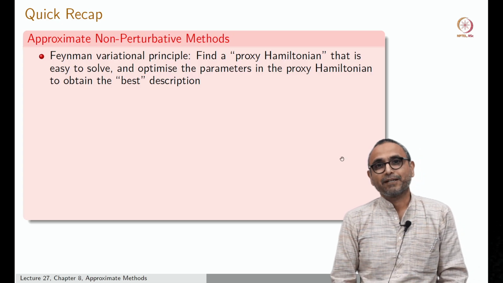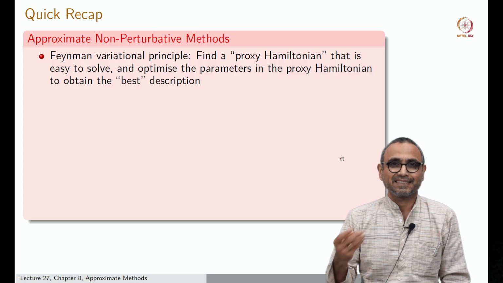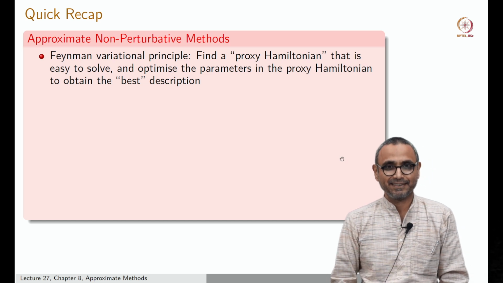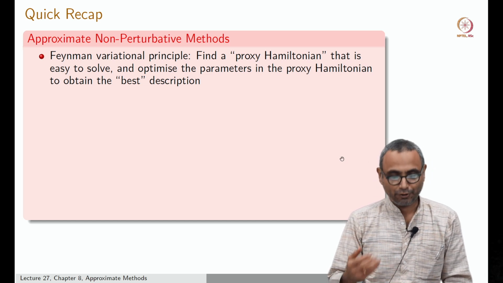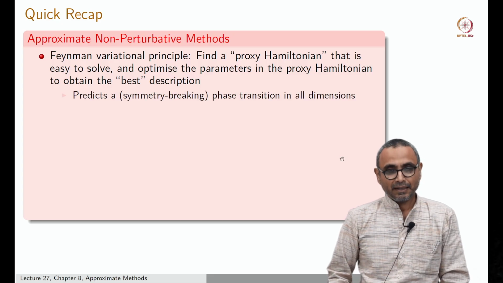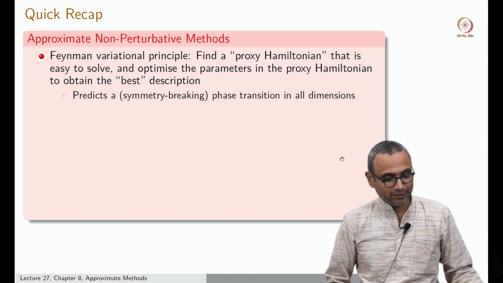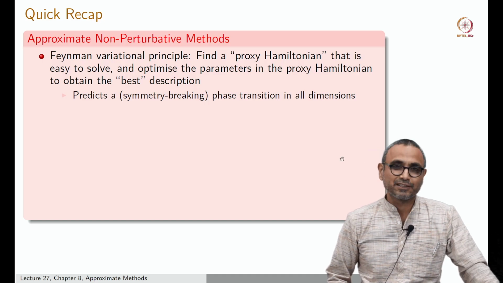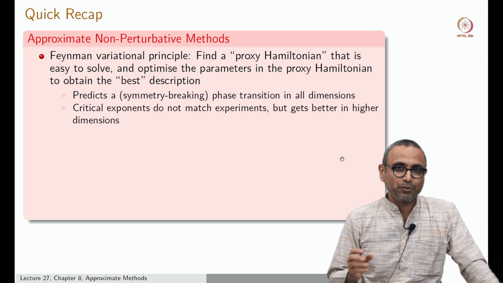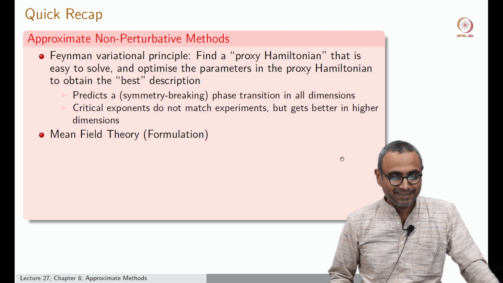So briefly, the Feynman variational principle will find a proxy Hamiltonian which has some set of parameters which you optimize to give a bound on the free energy, and from there you will use the proxy Hamiltonian to study the physics of your problem. The Feynman variational principle, when you apply it to, say, the Ising model, will show that there is symmetry breaking in all dimensions. It does help you get to some critical exponents, etc., but they do not match experiments.